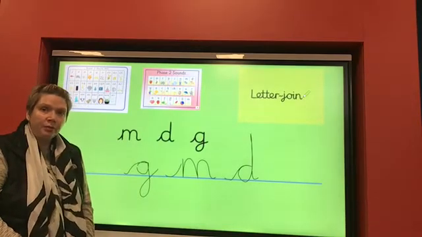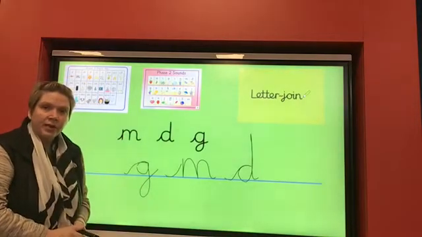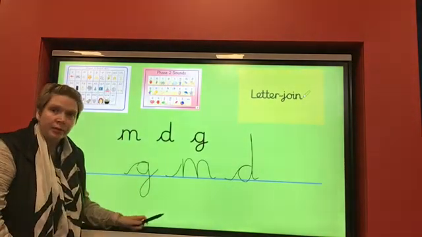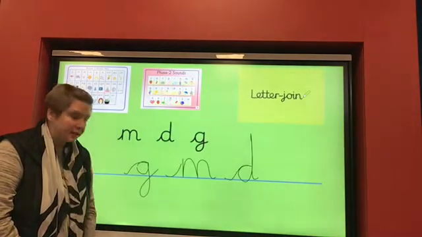If you want to, you can go on to letter join and have a go at lots of the activities that are on there to help us with our joining lines and starting to join our letters together.